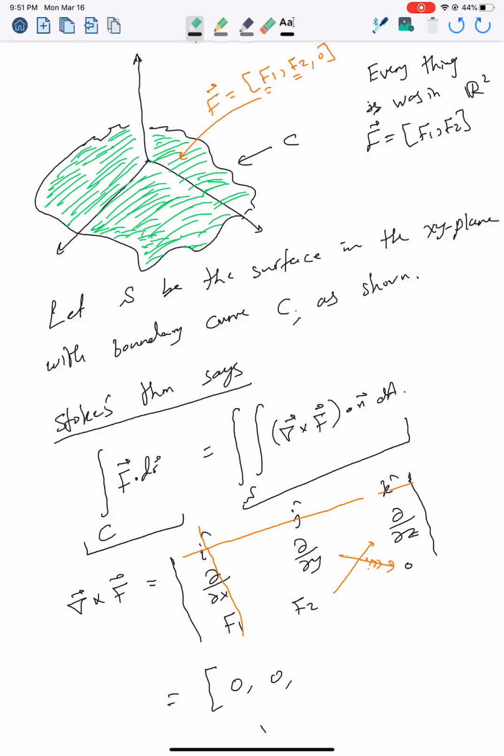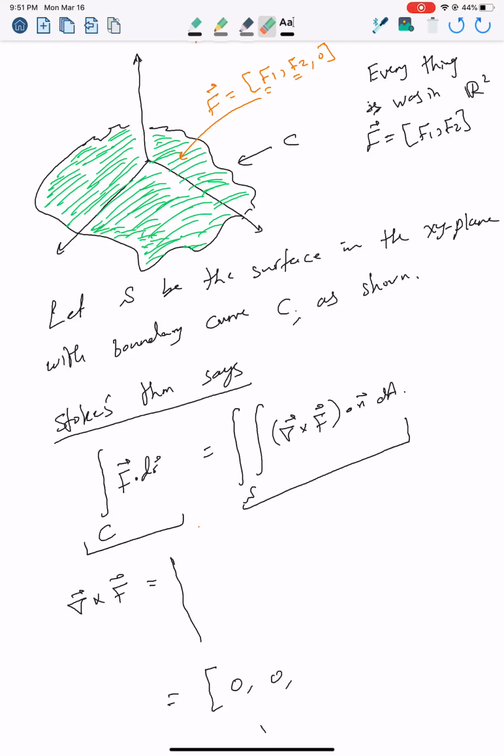What about the third component? So now what is with k? I'm writing it again just to make everything very, very clear.